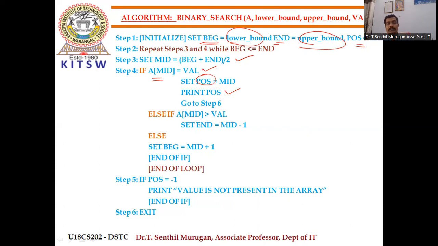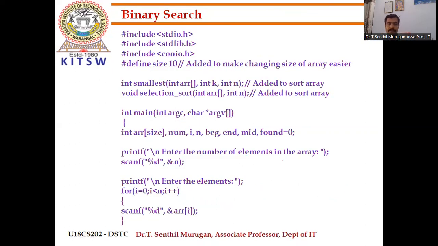Otherwise, we have to check if mid is greater than value. If greater than value, the end value will be changed to mid -1. Else, change the beginning value to mid +1. Okay, so that process will be the same until the search of the entire array is complete. Finally, if position is -1, the value is not present. Otherwise, it will print which position it is. Okay. So, a simple program initially.